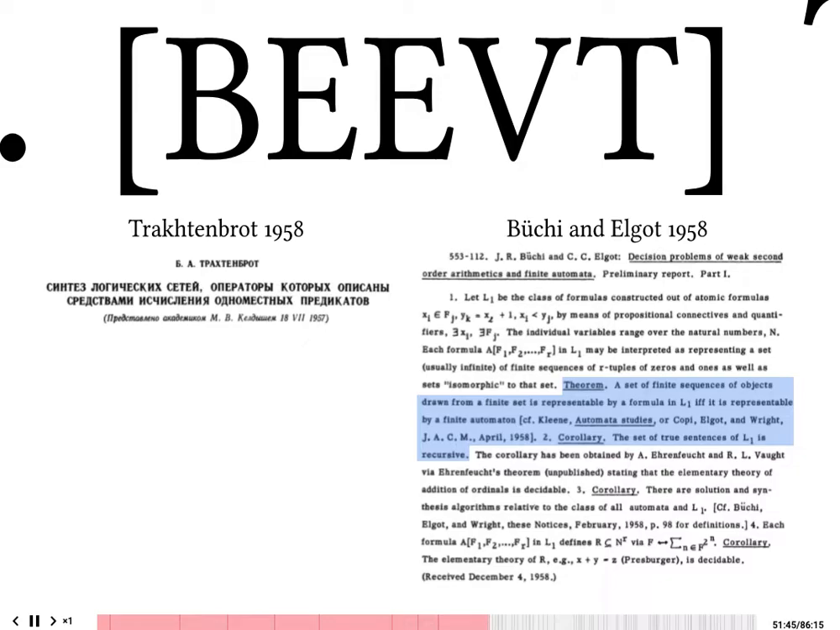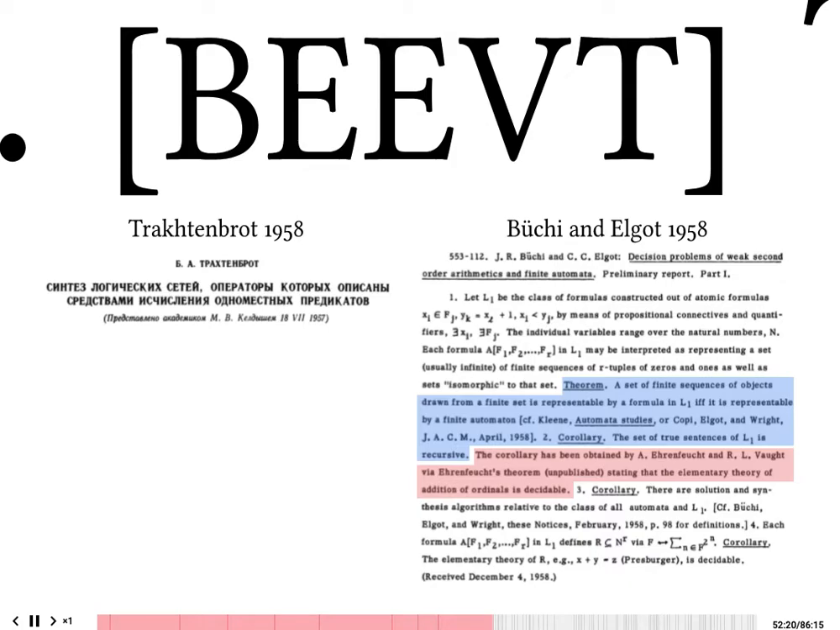It can be found in the Notices of the AMS, and I have highlighted in blue the main theorem, which, as you can see, says that the main thing is not the decidability of the theory, but the fact that the sets that you can represent are exactly those that you can define using finite automata. And I think this is the way that this theorem has been perceived ever since. It's not really the decidability of the theory, but more the insight into the fact that it can only define finite-automata-describable things.